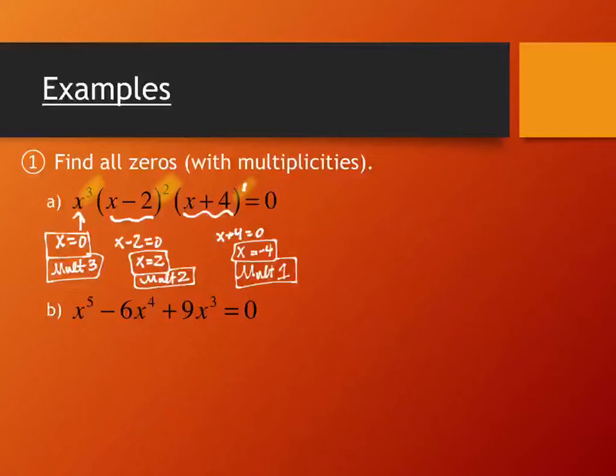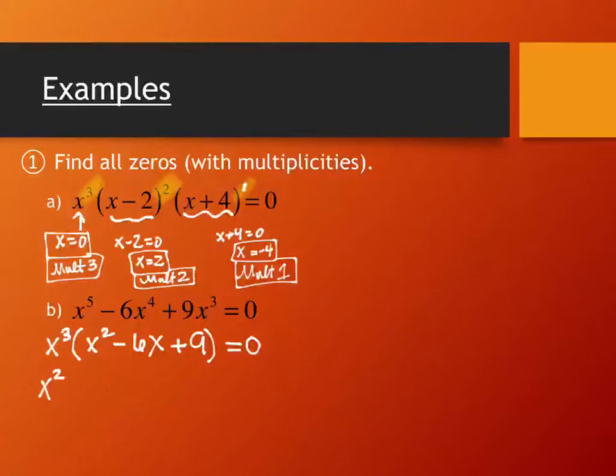You can pull out an x to the 3rd. They all have at least 3 x's in them. And if I have x to the 5th and I pull out 3 of the x's, I'm left with x squared. In the middle, I'm left with negative 6x. And at the end, I'm left with 9. And then the part in parentheses really is a quadratic now, which means we can attempt anyway to factor it if it will. And it does factor.